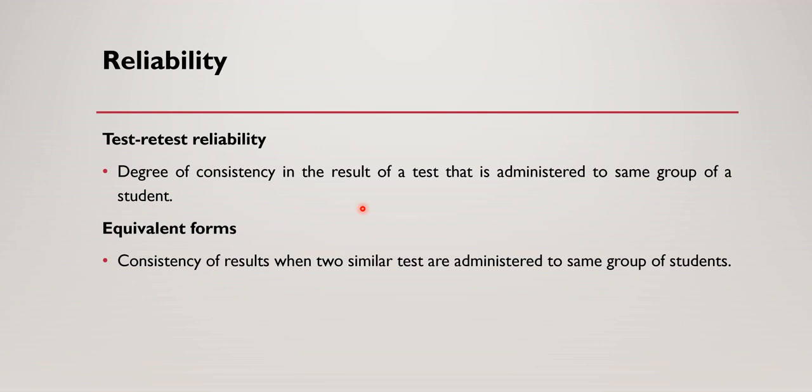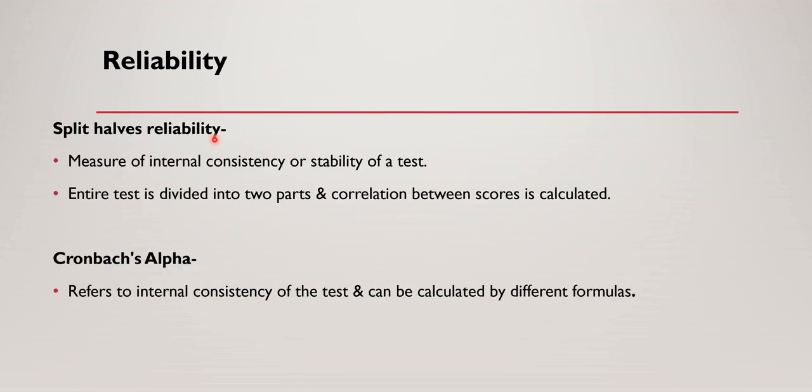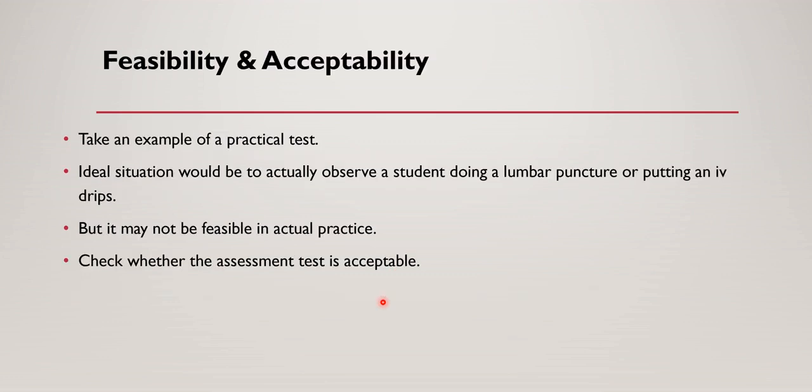In equivalent forms, the consistency of results when two similar tests are administered to the same group of students is checked. Next is split halves reliability. It is a measure of internal consistency or stability of a test. In this, the entire test is divided into two parts and the correlation between the scores is calculated. Next is Cronbach's alpha. It refers to the internal consistency of a test and can be calculated by different formulas. So there are different formulas to test the Cronbach's alpha.